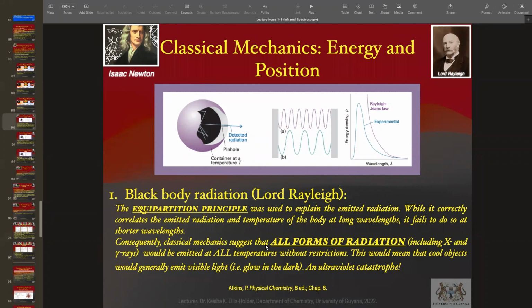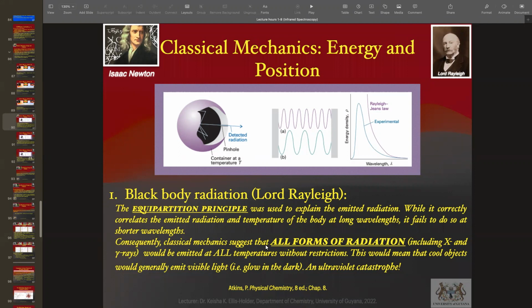It suggested that if an object could access all forms of energy at all times, irrespective of its temperature, then all objects would be glowing, first of all. All objects would be emitting all forms of radiation, including the ones you cannot see: X-ray radiation, gamma radiation, microwave radiation, radio radiation. All forms of radiation would be constantly emitted by the object, because there would have been no restrictions with regards to where, when and what is accessible.